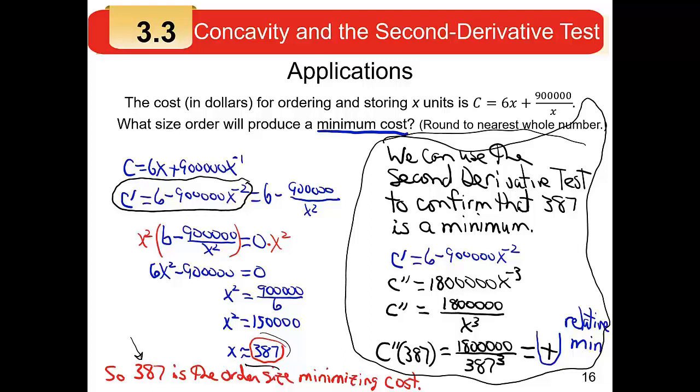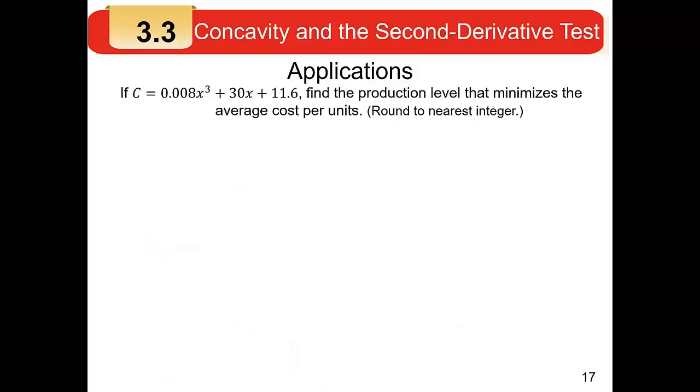Now, pay attention to the difference between this example and the one I'm about to do. This problem asks for the minimum cost. This next problem asks for the minimum average cost. That word average changes everything. The previous problem said to minimize the cost. This problem says to minimize the average cost. Well, what is the average cost? The average cost is the total cost divided by the number of units you're producing.